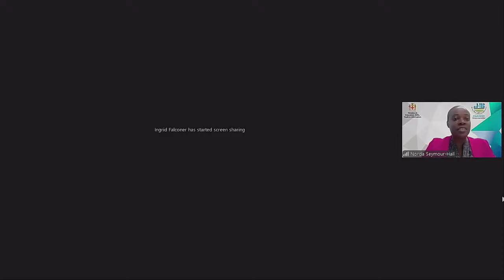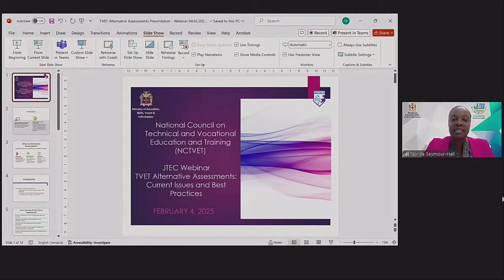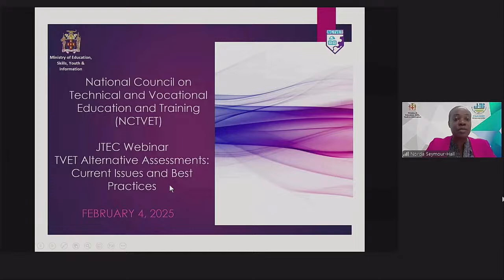She has 20 years of experience across various areas in the TVET system, which includes monitoring and evaluation, quality assurance, and has overarching responsibility for ISO quality management systems at the NCTVET. She holds a Commonwealth Executive Master's in Business Administration from the University of the Commonwealth Caribbean, a Bachelor of Science degree in Management Studies from the UWI, and a diploma in Computer Studies. And she's currently pursuing a postgraduate diploma in Education and Training.